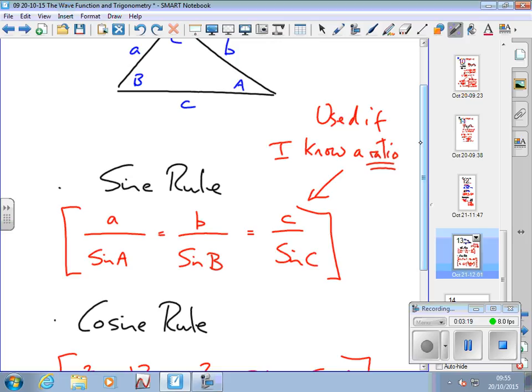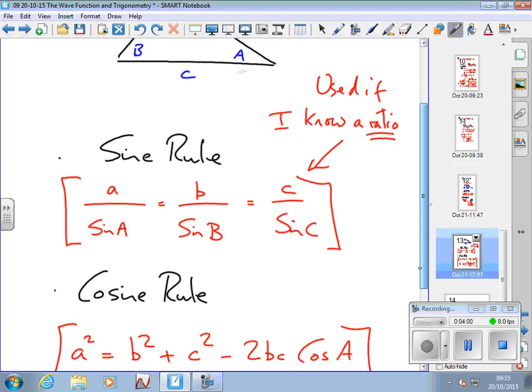And if I know an angle and some sides, but I don't know a ratio, in other words, I know, say, angle A, but I don't know side a, I don't know that ratio. But if I know another couple of sides, I can use the cosine rule. And it turns out that if I know two sides and the angle between those two sides, then I use the cosine rule. Because if I know those two sides and that angle, I don't know a ratio. So I use the cosine rule. So those are the two rules.